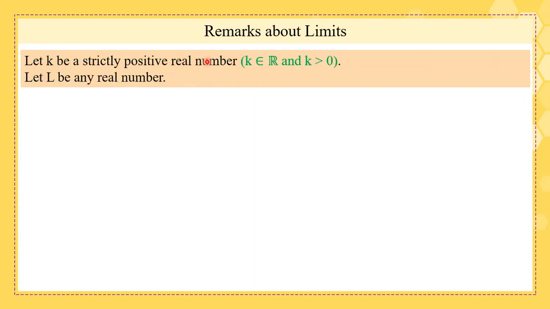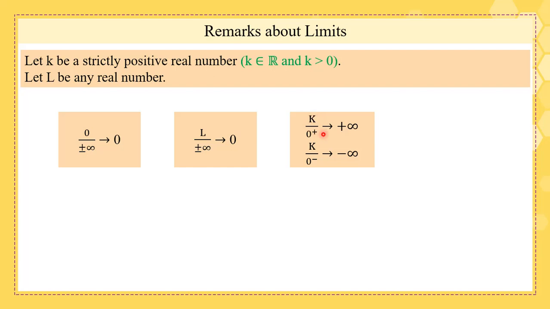Now, k is a strictly positive real number, so k is greater than 0, and L is any real number. We can say that 0 over infinity tends to 0. Now, L over infinity tends to 0. In fact, anything over infinity tends to 0, but infinity over infinity is indeterminate. Now, k over 0 plus tends to plus infinity, and k over 0 minus tends to minus infinity. Remember, anything over 0 tends to infinity, but 0 over 0 is indeterminate.